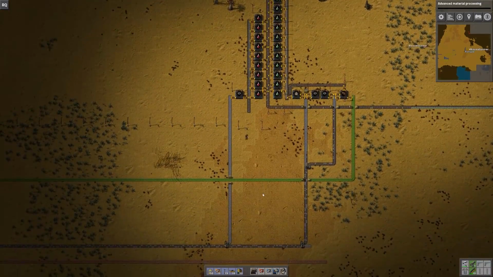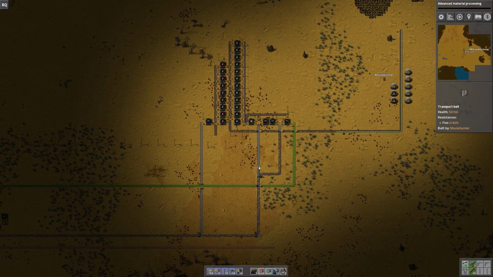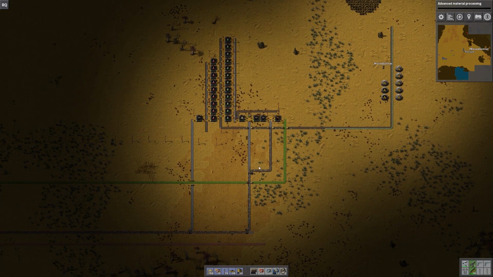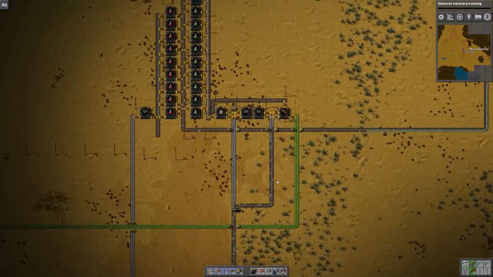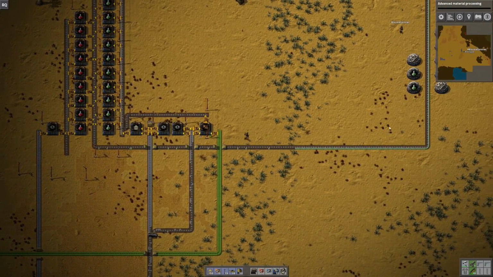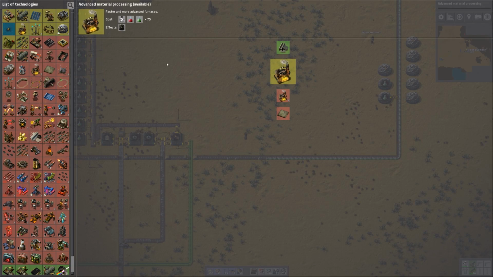All right, so how many of these labs are we planning on doing? Just continue going on up? Yeah, I mean, there's no real number. Basically, it's hard to do lab ratios because most of your science has different requirements. So I'm looking at the science option now, and you can see the advanced material processing, the one we're working on right now, requires one of each red and green science and 30 seconds times 75. So that's kind of a 1-to-1 ratio.